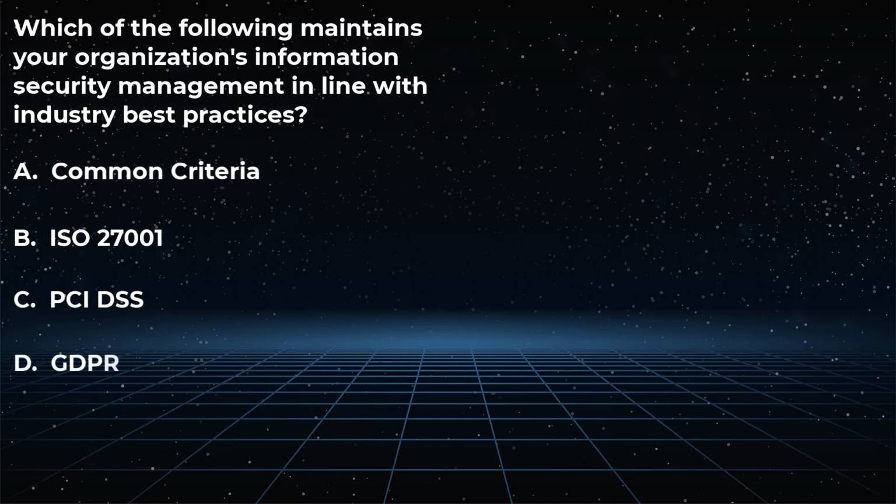Or is it choice D, the General Data Protection Regulation for the European Union, which is a law that seeks to protect the private information of EU citizens no matter where they are located worldwide?